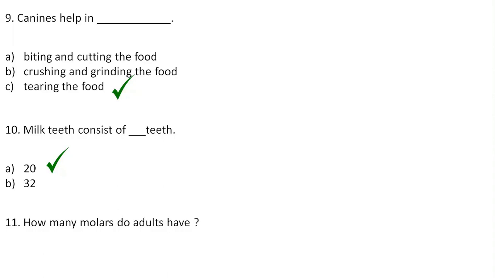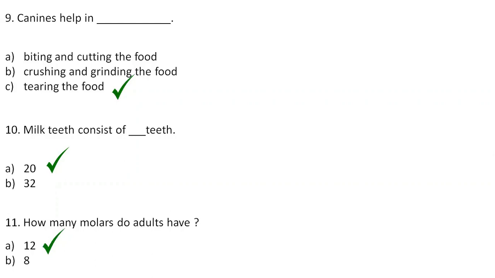Question number 11. Here the question is, how many molars do adults have? So an adult human being has how many molars? Options are option A, 12, or else option B, 8. So the correct answer is option A, that is 12 molars.